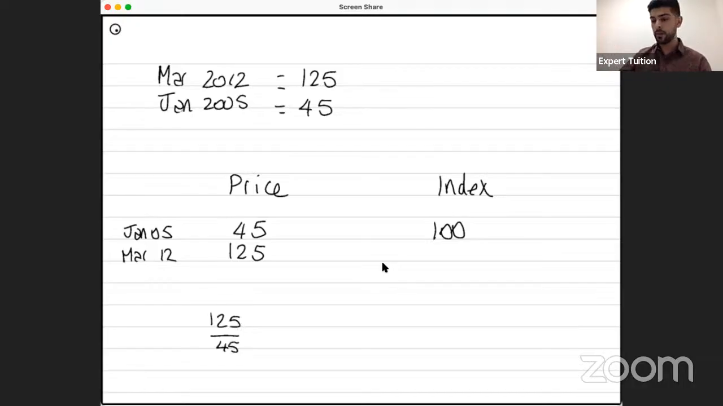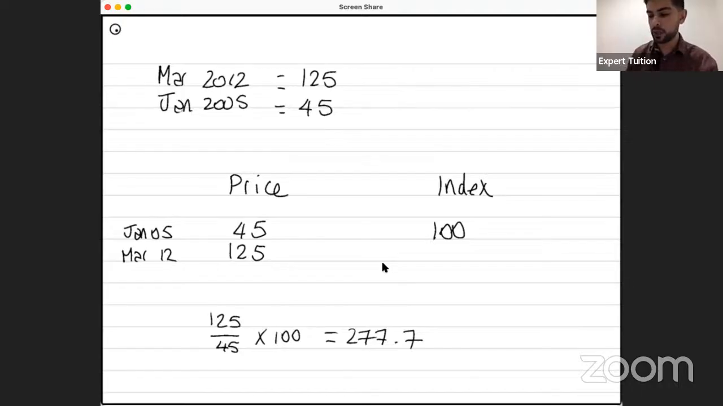So that was step one. Remember, step one is divide. And step two is we multiply. So step two, times it by 100. And that should give you 277.76 or something. Okay? That is how to calculate the index number. Cool? Vice versa, by the way, I could have also done 100 divided by 45 times 125. You could do it in your own time. It would literally give you the exact same number. That is how to deal with index numbers.